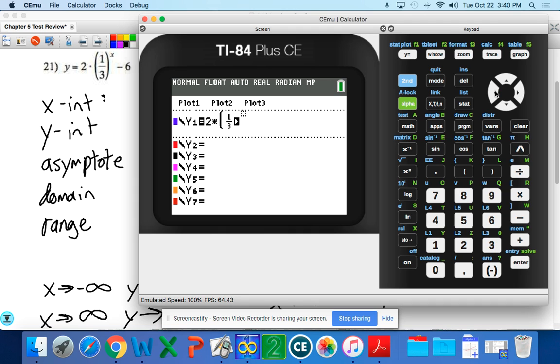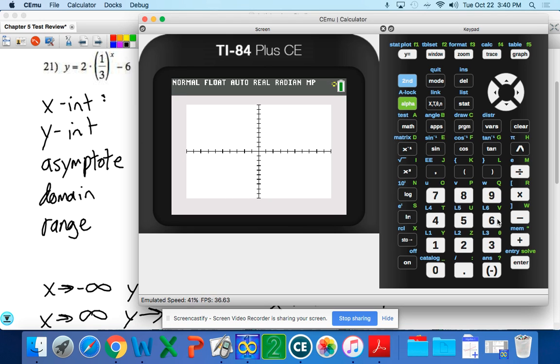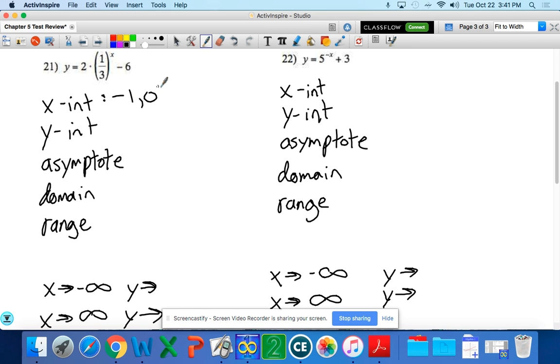Let's close some parentheses first. We close off those parentheses, raise it to the x power, and then drop down and put our -6, and we press zoom 6 to look at this graph. There we go. We're looking for the x-intercept. We can see that it crosses at (-1, 0). If you want to be sure, calculate that zero on your calculator, okay?